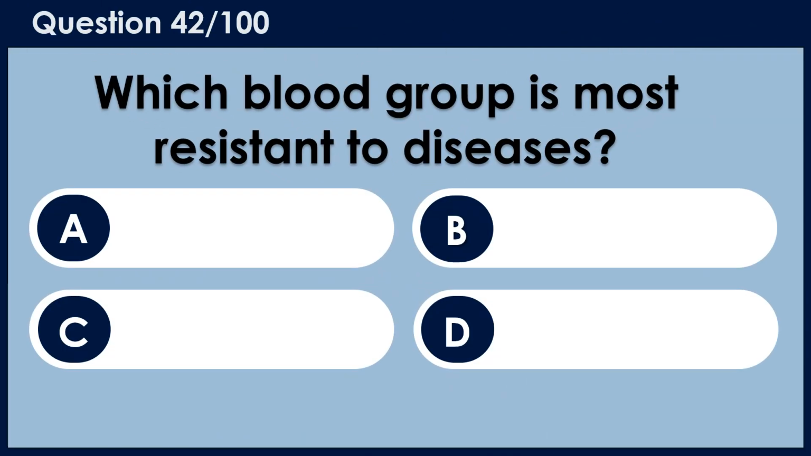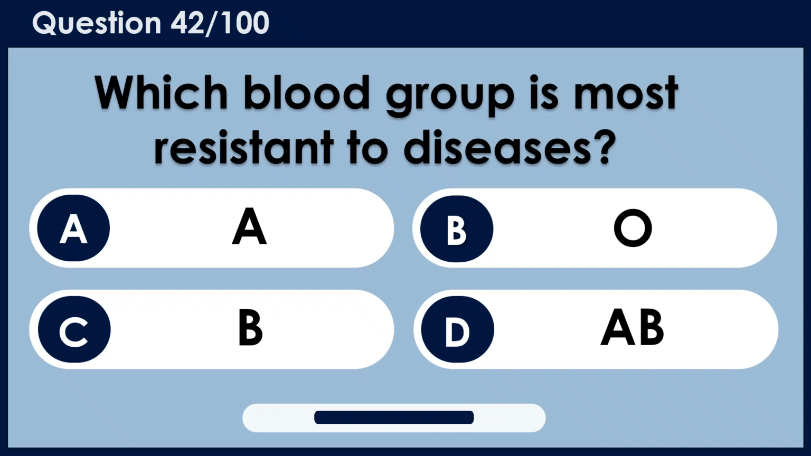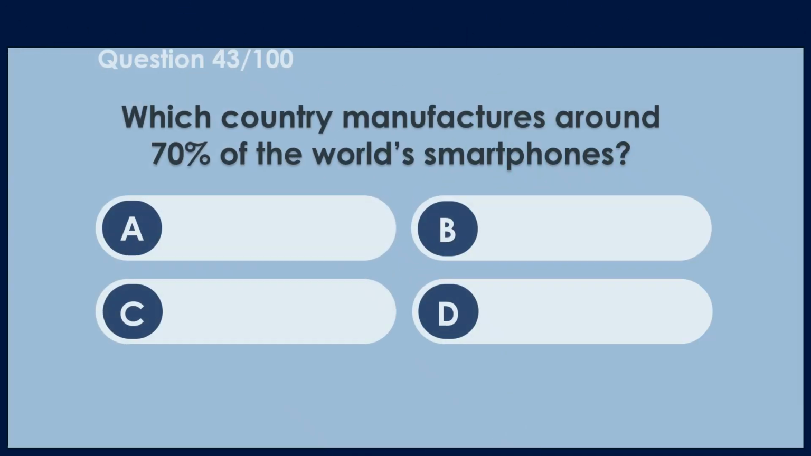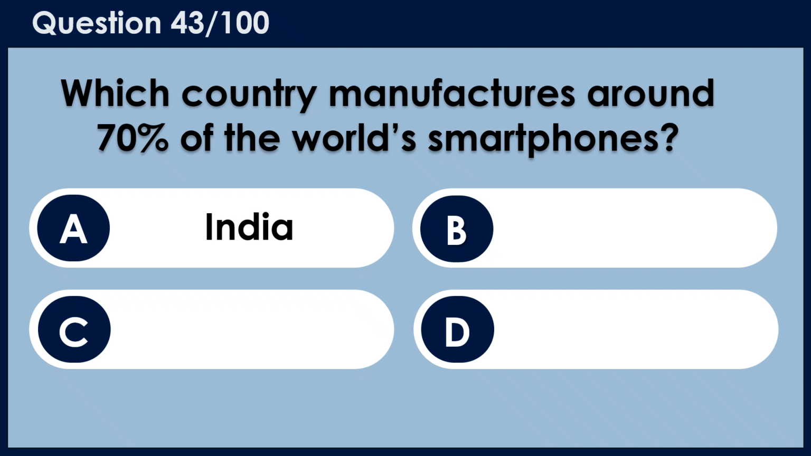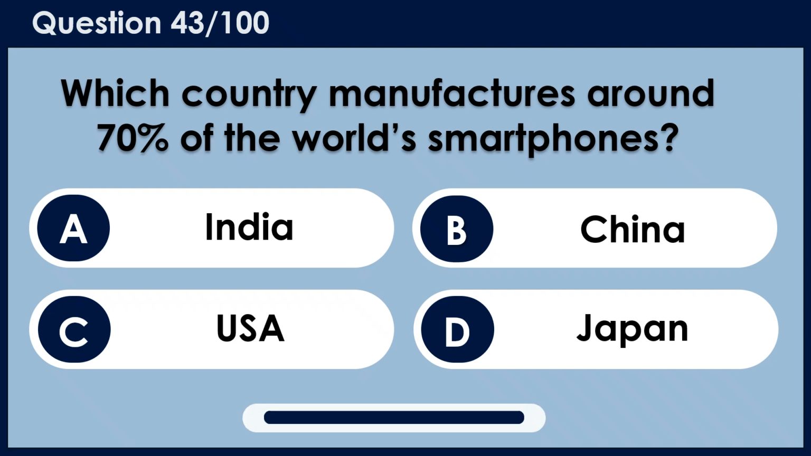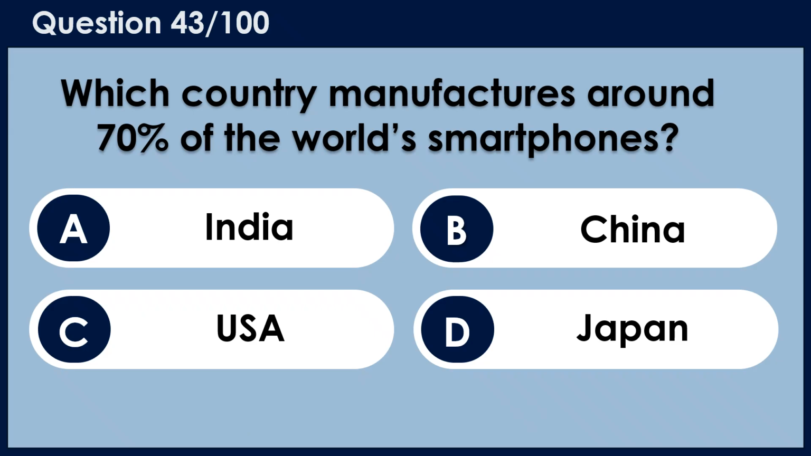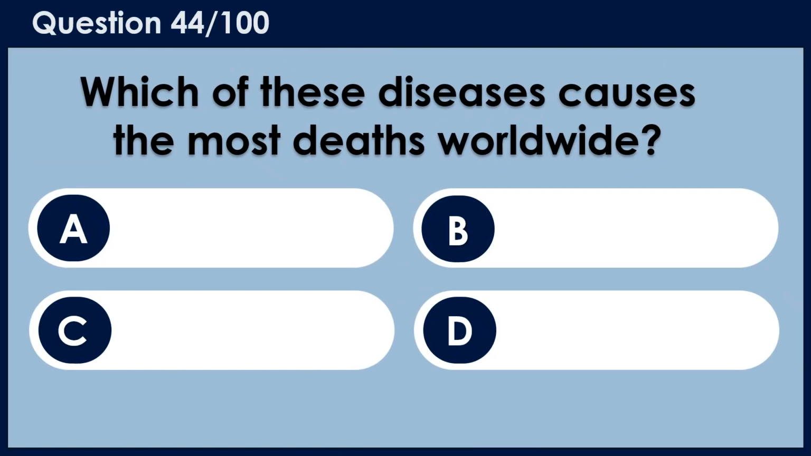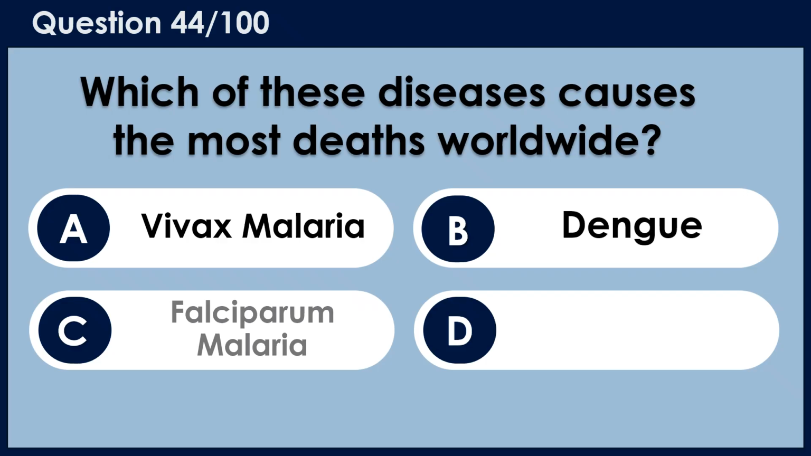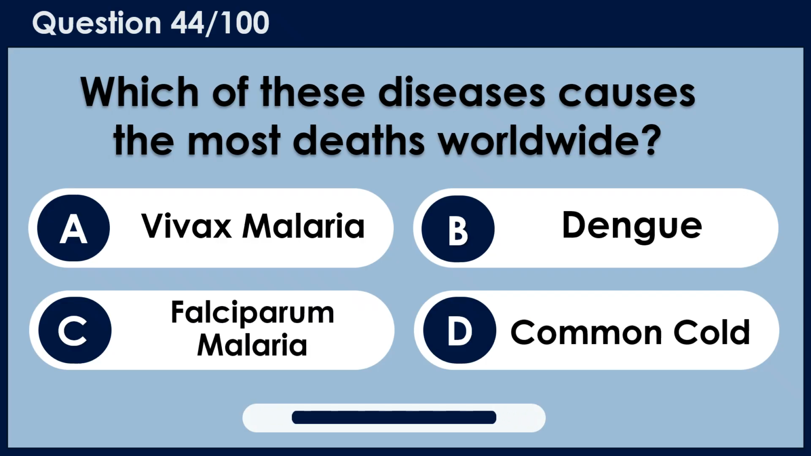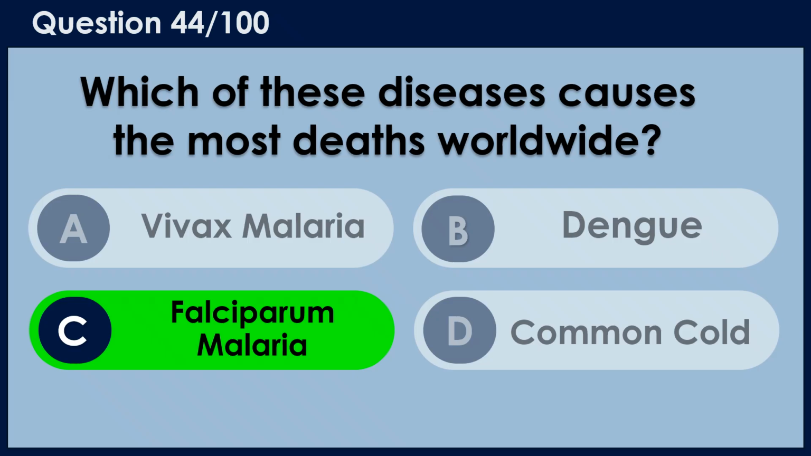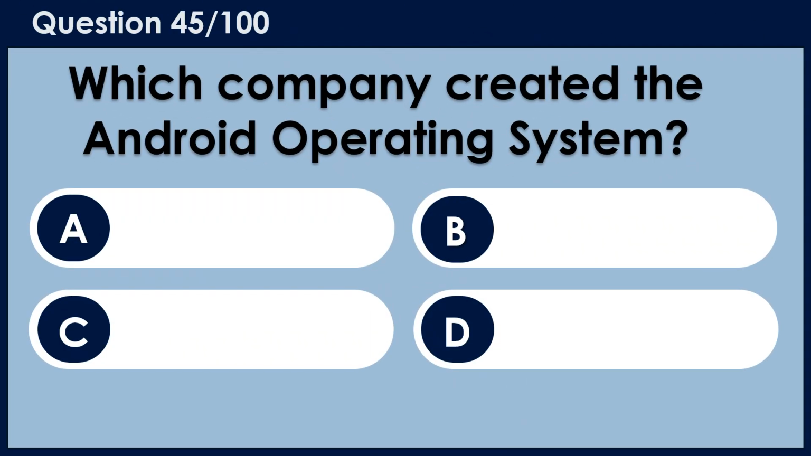Which blood group is most resistant to diseases? Blood group O. Which country manufactures around 70% of the world's smartphones? China. Which of these diseases causes the most deaths worldwide? Falciparum malaria. Which company created the Android operating system?